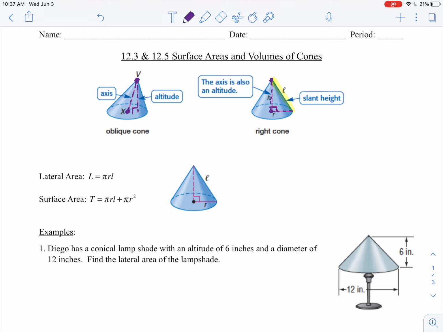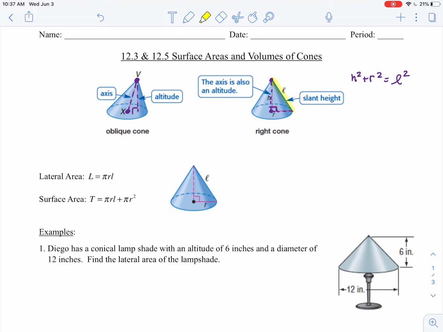So we're going to use Pythagorean theorem or special right triangles often in order to find one of those three measures. So we know that the height squared plus the radius squared is equal to the slant height squared. Be careful of which height you're using. In our area formulas, we're going to need to know the slant height, but when we get to our volume formula, we need to use the regular height.